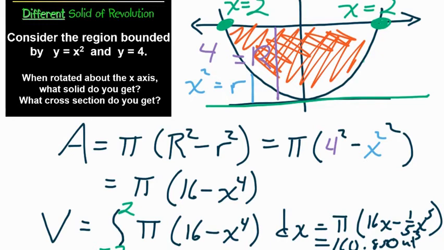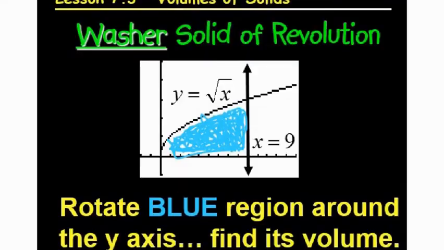Let's try another washer method problem. I want to make sure that you understand why and also how to use the washer method. If you look at this example, we have this blue region. It's, of course, confined by the square root of x, the x-axis, and also the line x equals 9.